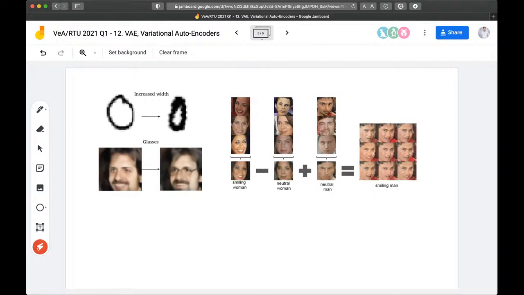So here's again a cool thing. You have a smiling woman and a non-smiling, neutral woman. The vector that you get from the subtraction kind of encodes the information about the smile, and then you add that to the neutral man, and you get the smiling man. And you can even sample from that vector. Of course, that vector is not really a vector, but a mean and standard deviation, where you can sample all sorts of variations of the smile. So that's kind of cool.